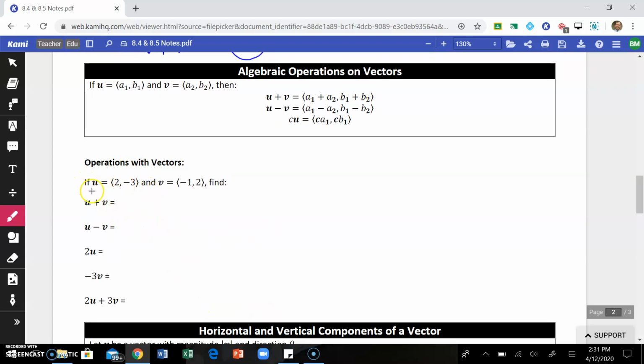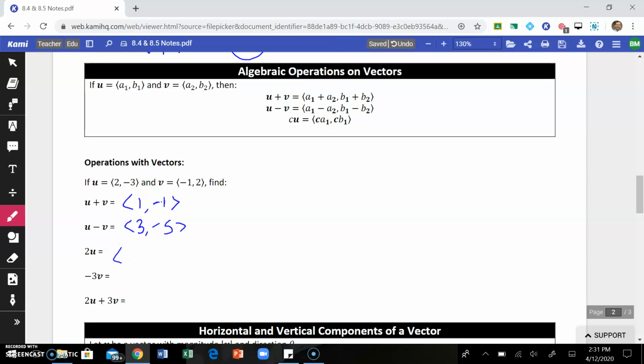So I have vector u, which is 2, negative 3, and vector v, which is negative 1, 2. And I want to find the following. So u plus v, that means I'm simply going to add the horizontal components. So 2 plus negative 1 would be 1. And add the vertical components, negative 3 plus 2 would be negative 1. u minus v, so I'm going to subtract the horizontal components. 2 minus negative 1 would be 3. And the vertical components, negative 3 minus 2 would be negative 5.